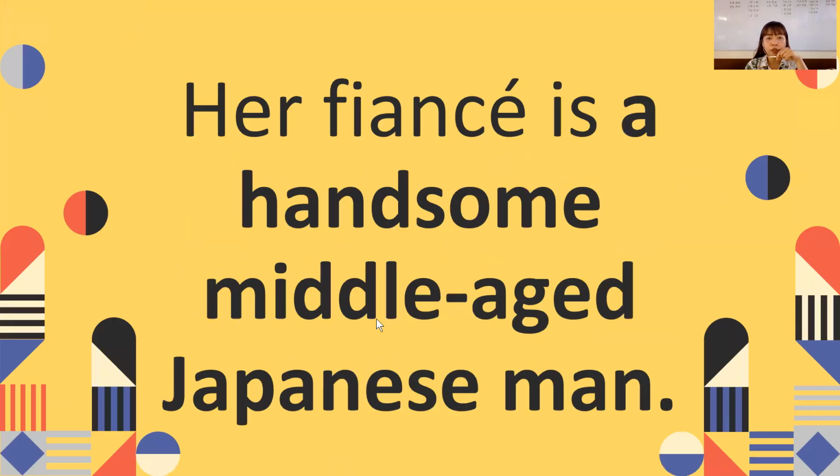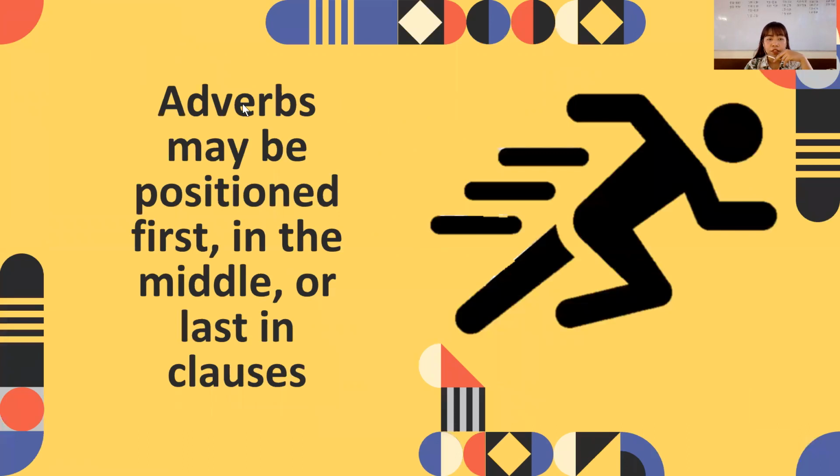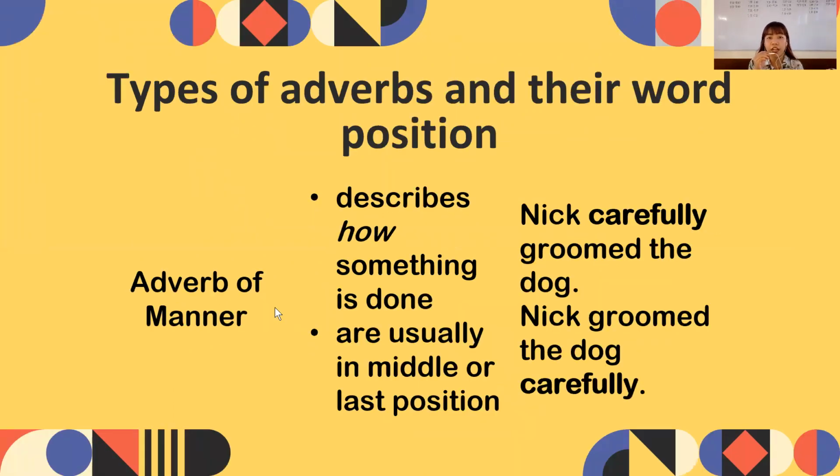So that is for word order concerning your adjectives. Next, we proceed to adverbs. So if adjectives modify, describe, and limit your nouns, your pronouns, kumbaga, and other word classes, adverbs, on the other hand, modify, describe, or limit your verbs, adjectives, other adverbs, or entire sentences. So adverbs may be positioned first, in the middle, or last in clauses. So we have here the different types of adverbs and their word position. So first we have your adverb of manner.